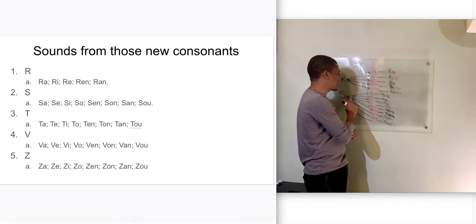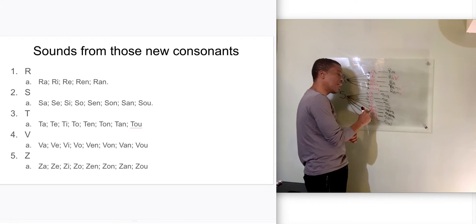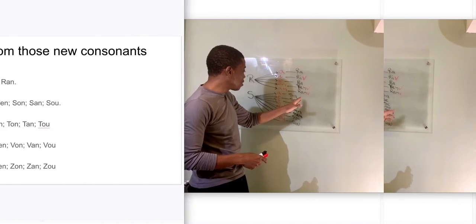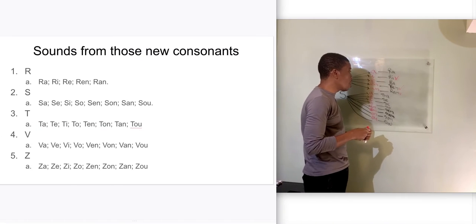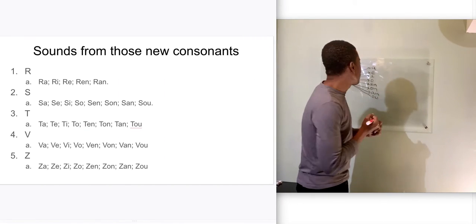S, a, sa. S, e, se. S, i, si. S, o, so. S, en, sen. S, on, son. S, ou, su. Not all these are real words. Some of them are. Now, our next letter is T.